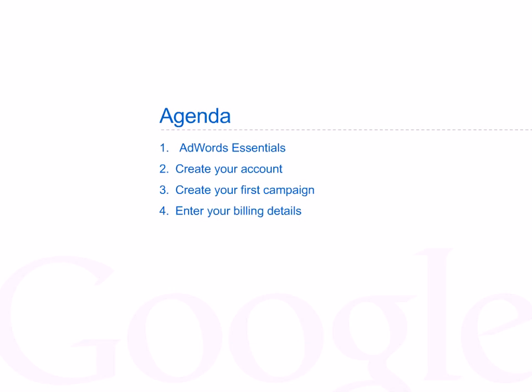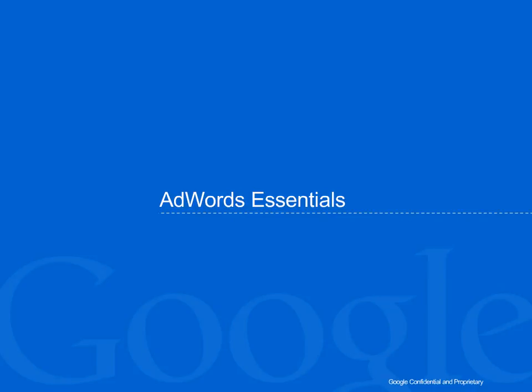We'll cover the AdWords essentials, the things you should know before you set up your account, and then we'll go through the details of creating your account, your first campaign, and entering your billing information. Once you've completed the steps in this lesson, your account will be up and running. And I'll also give you tips along the way for how to create a winning account. So let's get started. The AdWords essentials.